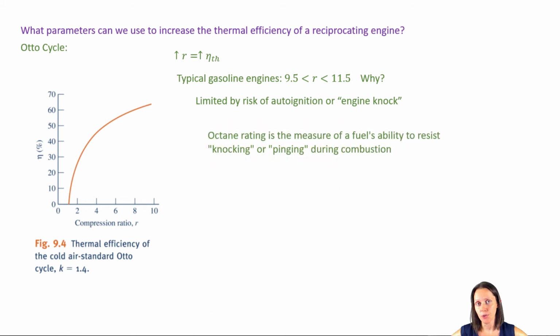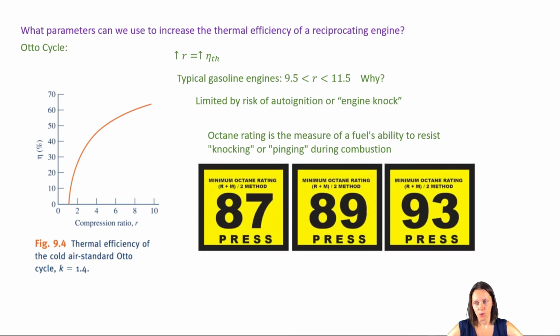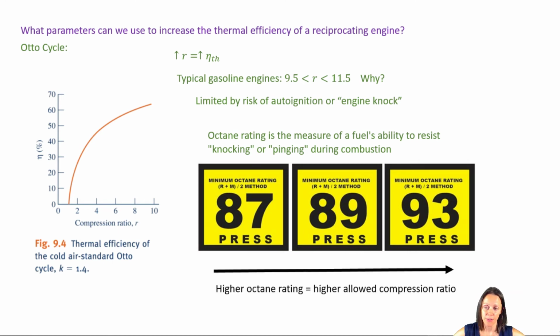So what you can do is add things to your fuel to increase its ability to resist that phenomenon. This is reflected in the octane rating. The higher the octane rating, the higher the ability of the fuel to resist auto ignition or engine knock. They call it engine knock because it manifests as a pinging sound. Sometimes it's audible, sometimes not so much. So the higher that octane rating, the higher the allowed compression ratio. A high performance car would probably need premium gas. If you drive a car like me, you're probably okay with 87.